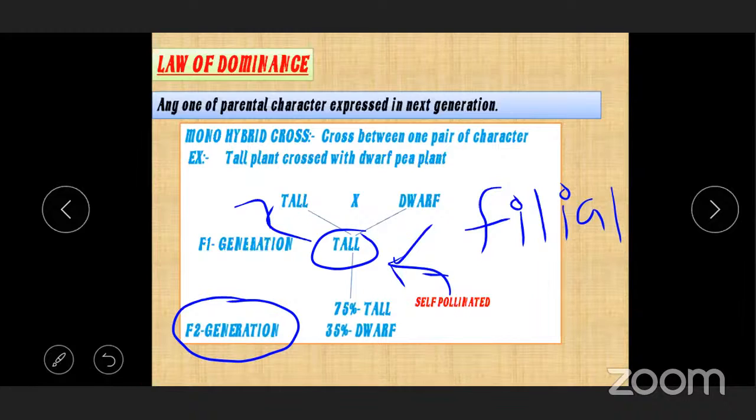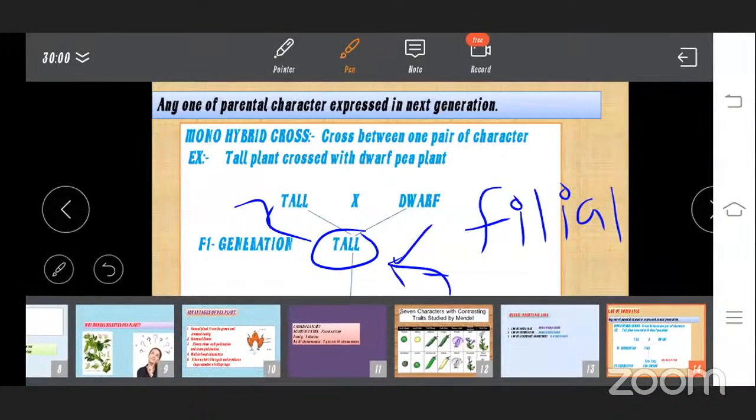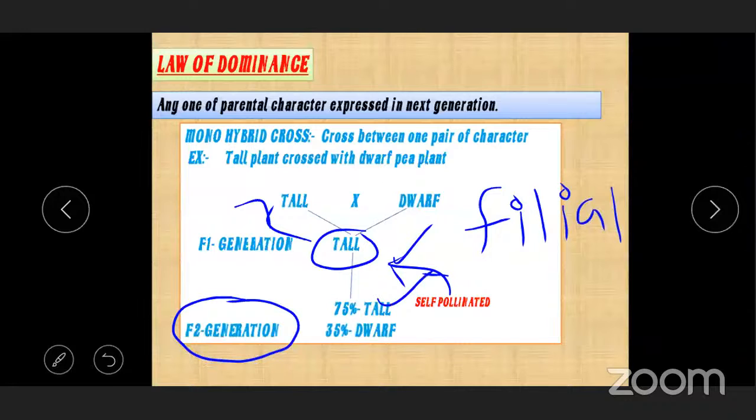In the second filial generation, if we self-pollinate the F1 generation tall plant, 75% tall will be produced, and 25% dwarf will be produced. Okay, sorry, it is 25% dwarf, not 35%. Correct that point here: 25% dwarf and 75% tall will be produced.